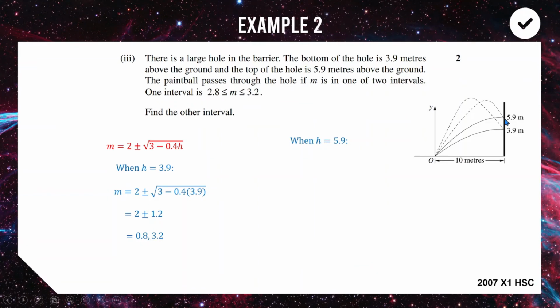The top of the range is 5.9, so we'll sub 5.9 into our expression for m. Doing the calcs, we get an expression for 2 plus or minus 0.8, so we get 1.2 and 2.8.